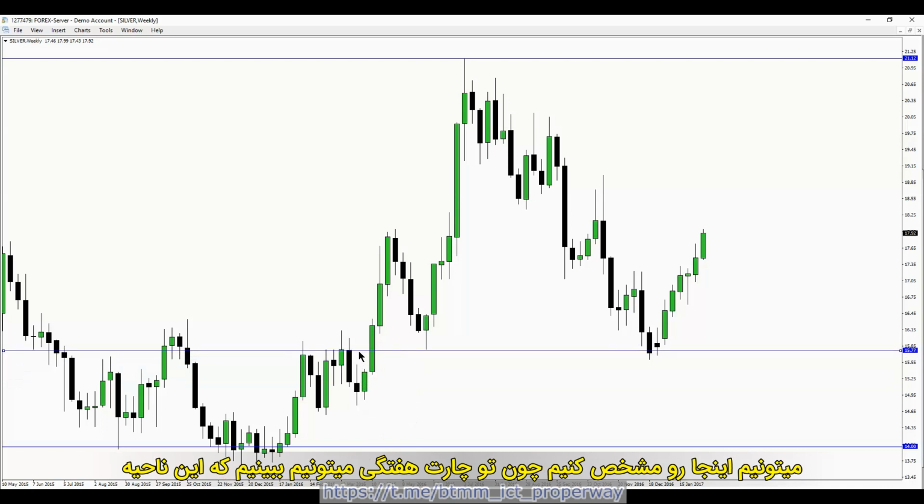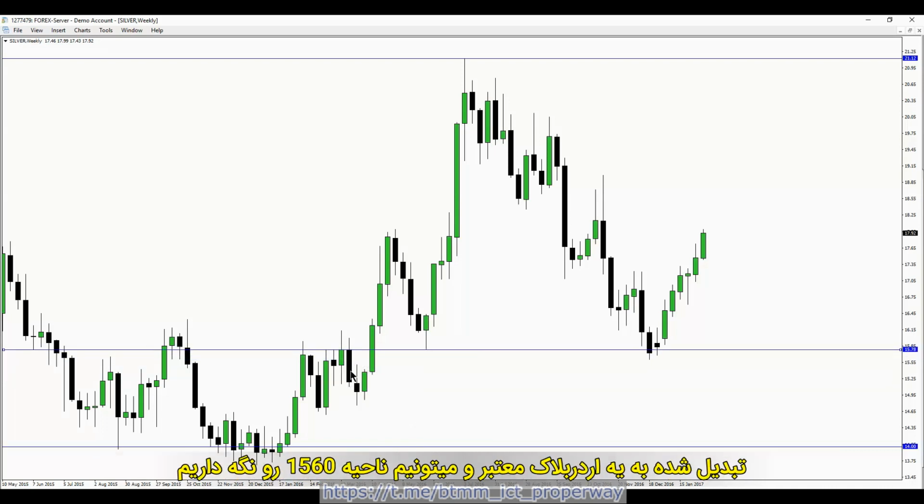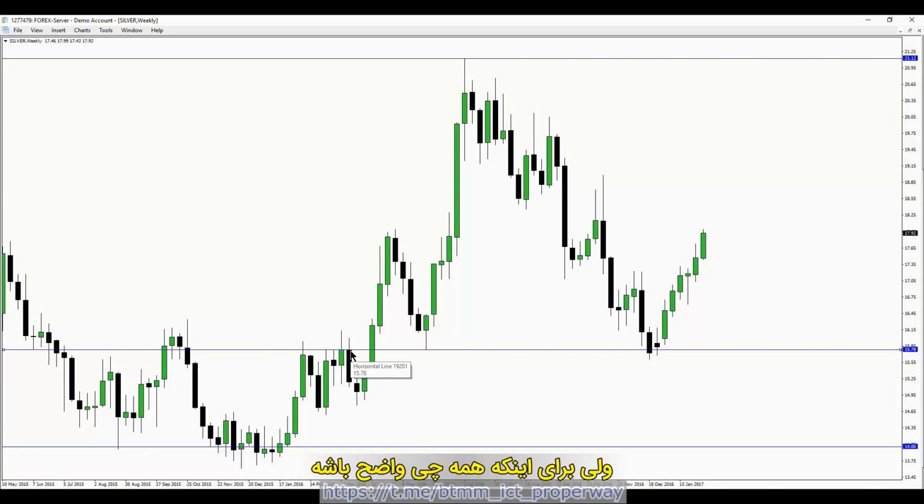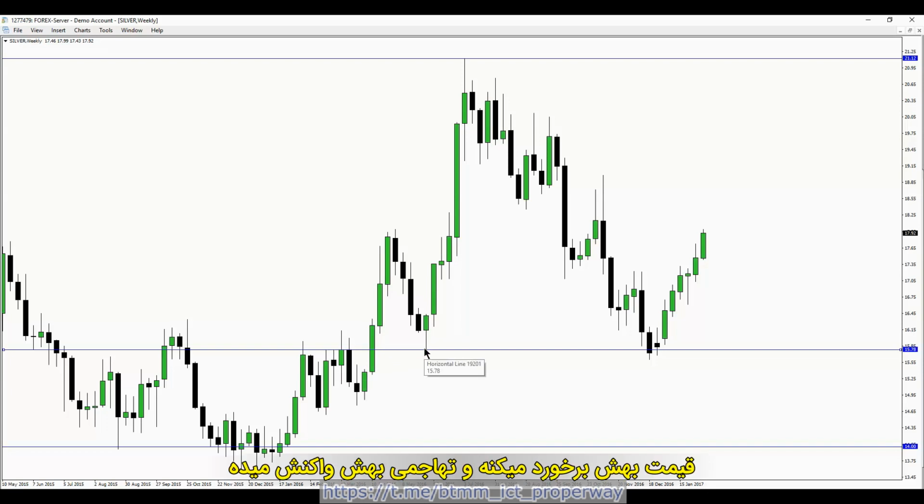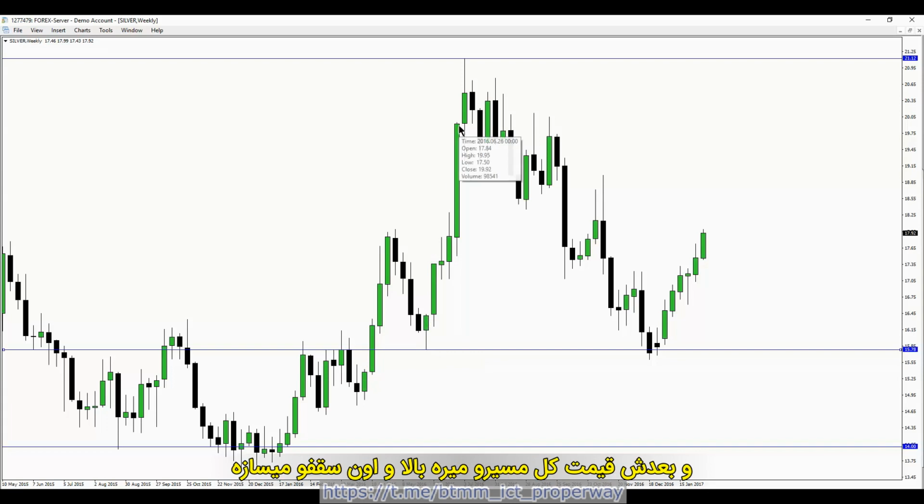So we can highlight that because now on a weekly chart we can see this level becomes a valid order block. We can keep that level at 1560, but just to keep things clear, I'm just going to adjust as we go. So we have this level here. Price hits it, reacts aggressively, and then price trades all the way up into making that high, and then we have since seen that monthly chart correcting.